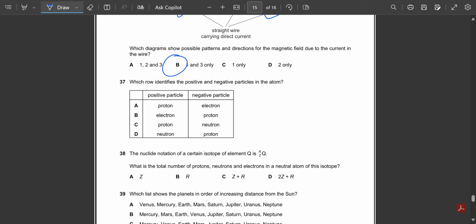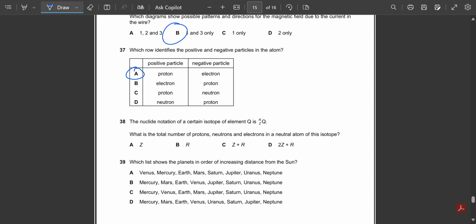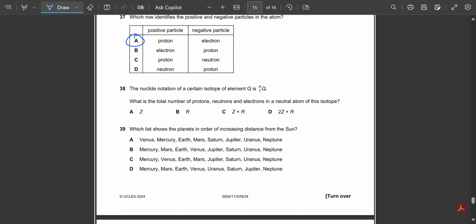Which row identifies the positive and the negative particle in an atom? The positive is the proton, the negative is the electron. The nuclide notation of a certain isotope Q is this. What is the total number of neutrons, protons and electrons in this? These are electrons, these are protons, and neutrons are this. So Z gets cancelled, so it's Z plus R.